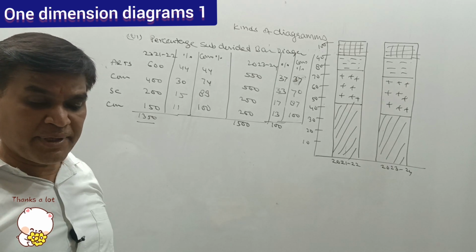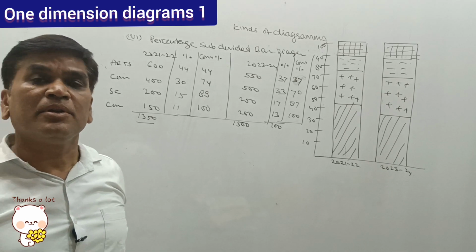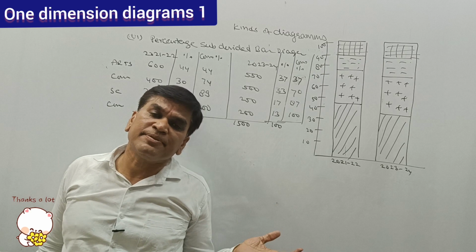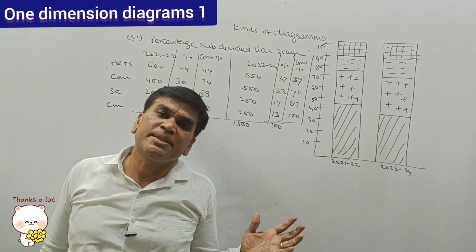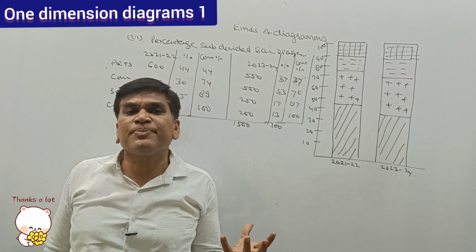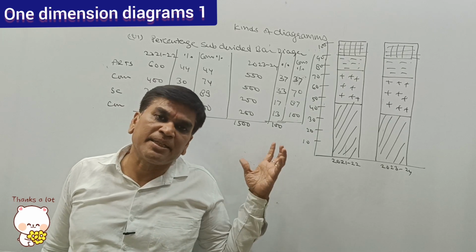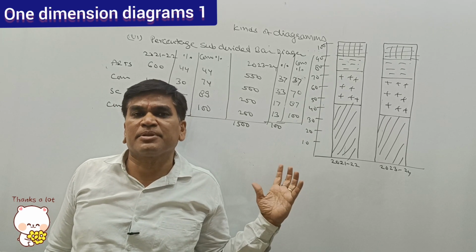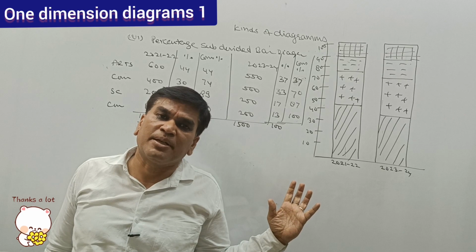Next one, we can have the profit and loss diagram. Two or three diagrams we will discuss in the next video, otherwise it will become lengthy. So this is the first part of the one dimensional diagrams. I think you may understand many diagrams with the help of this video. Thank you.